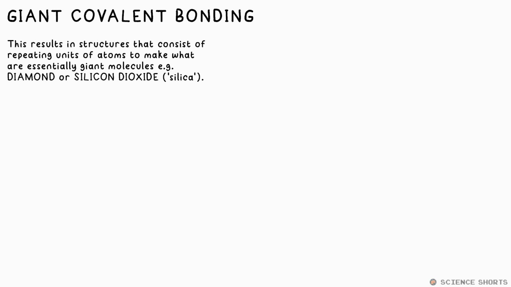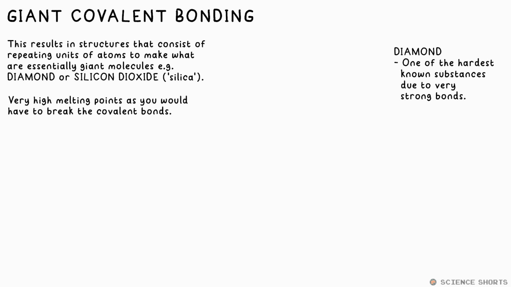Giant covalent bonding is similar to the lattice nature of ionic compounds. Atoms form covalent bonds to other atoms, which form bonds to other atoms, and so on, until what we have in effect is one giant molecule. Diamond is an example of this. It's a crystal of carbon atoms bonded to each other. That's why it's so hard and has such a high melting point. You'd have to break the covalent bonds in order to change it, and they're incredibly strong.